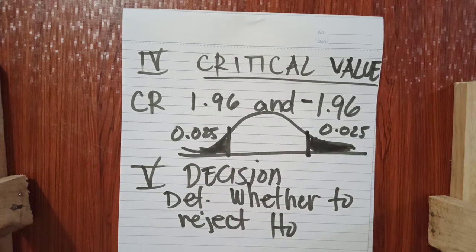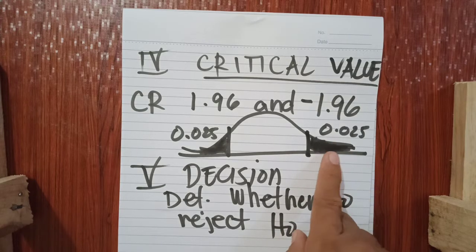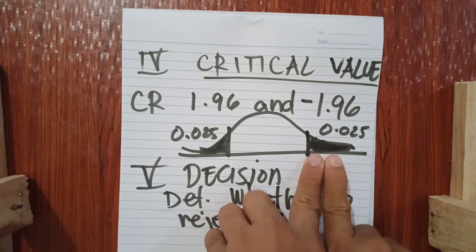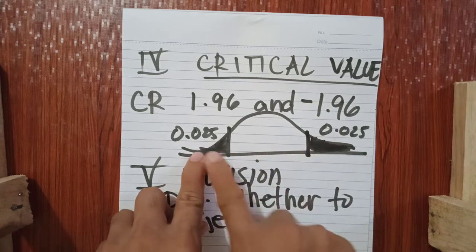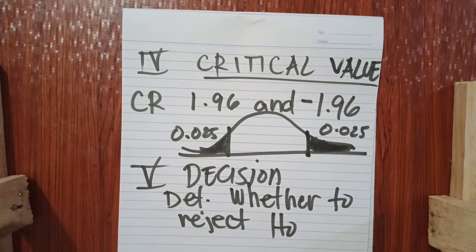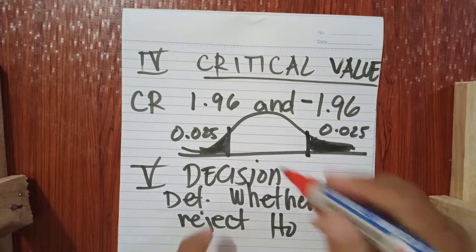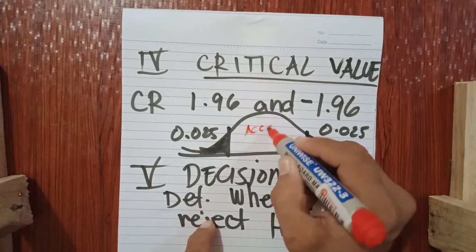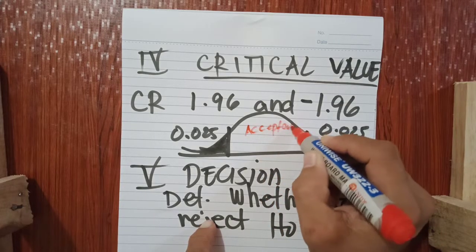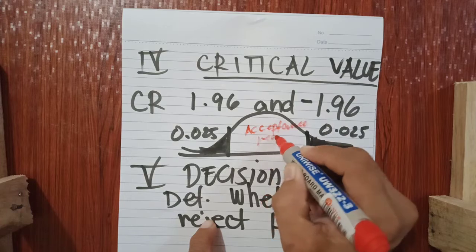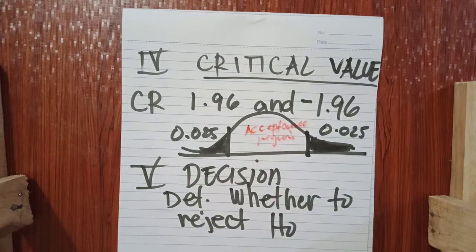So, tignan natin kung mas malaki nga. Kung nandito sa portion ng rejection region, by the way, ito yung rejection region, ang ating white area is acceptance region. Okay? Acceptance region. Yung black is rejection region. So, yun ang kukunin natin doon sa decision making natin.